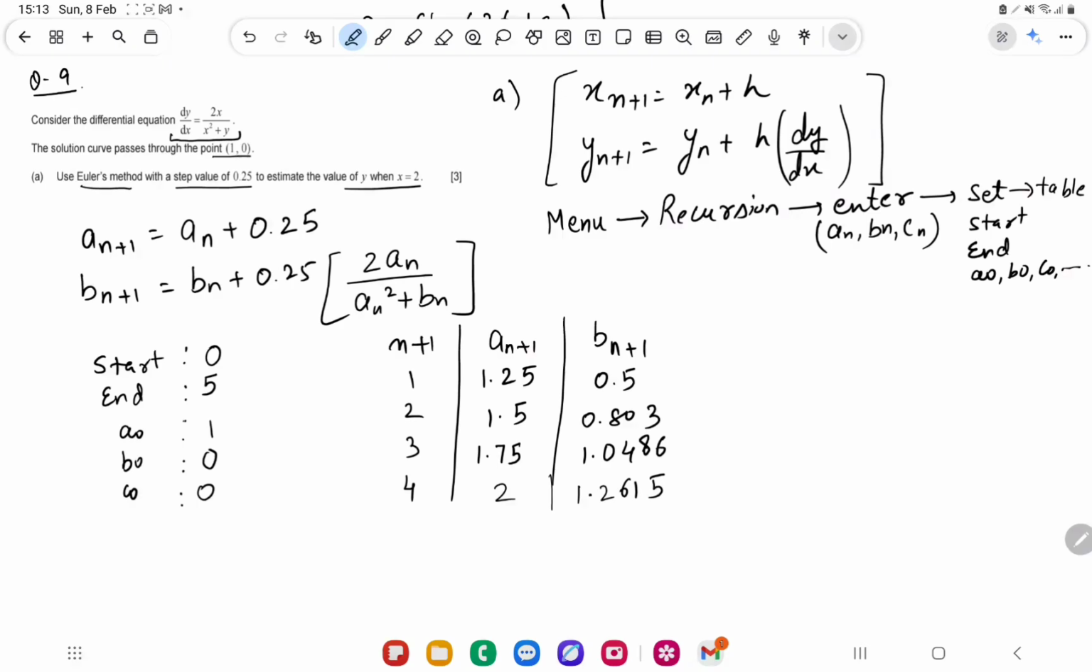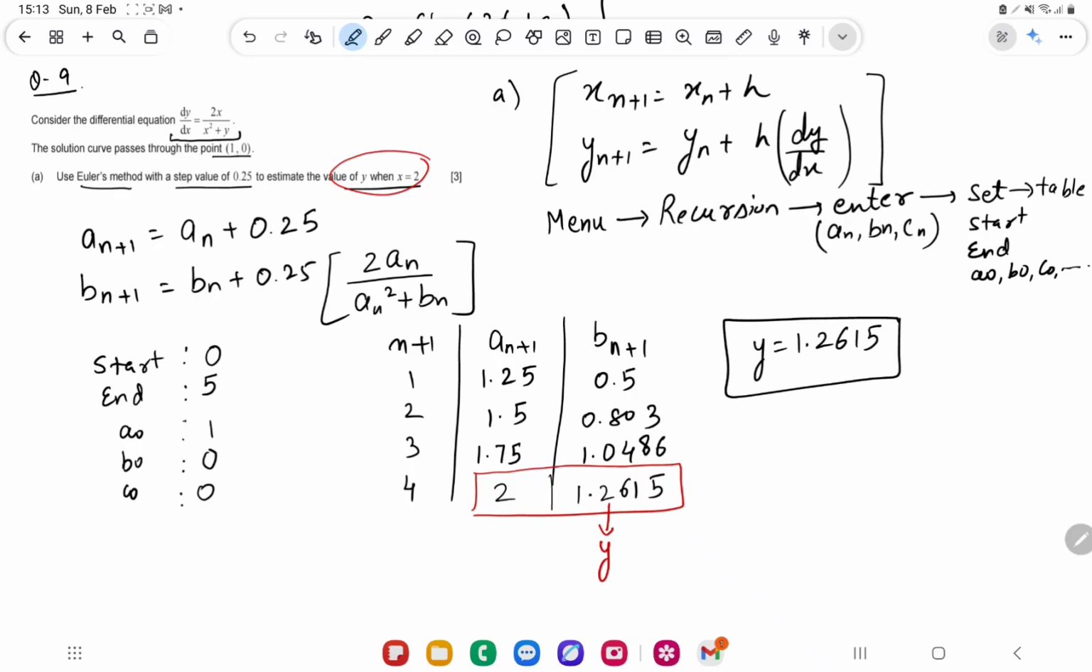Now if you see here, they have asked us to find the value of y when x is equal to 2. So for x equal to 2, my y value is coming as 1.2615. So this is how we can write that the y value is 1.2615. Now let's move to the next part.